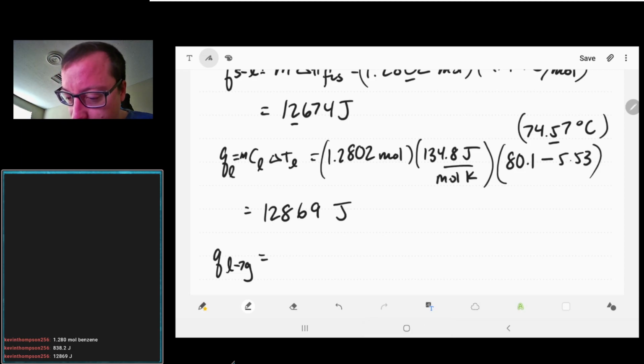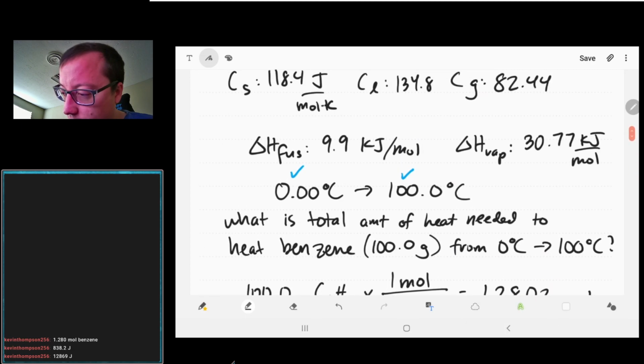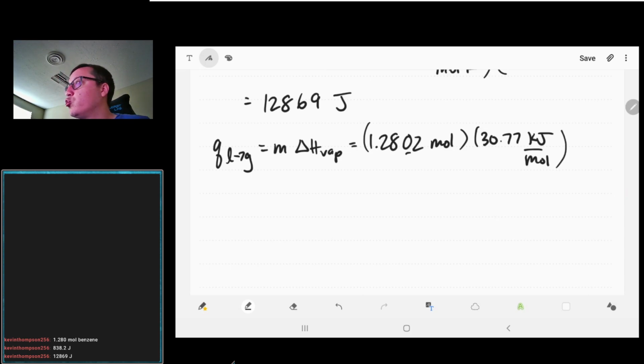So now liquid to gas. 1.2802 moles, delta H vaporization 30.77. 1.2802 times 30.77 is 39,392 joules.